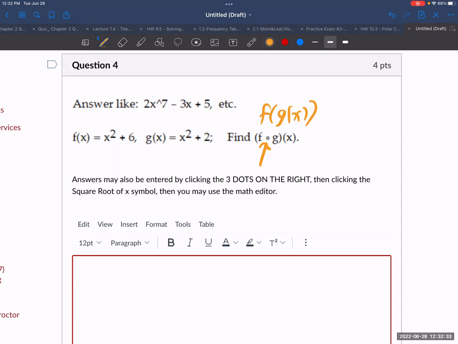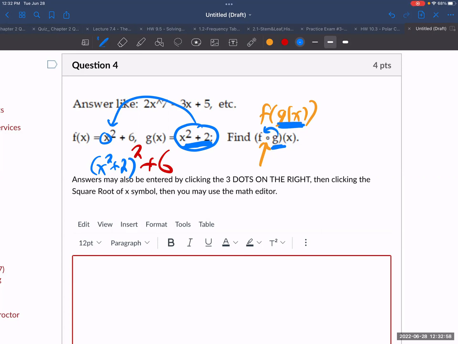So that means one function's inside of the other. That means g is inside f. So I've got to take all of g and plug it right into the x slot of f. So it goes right there: x squared plus 2, and then it's squared, plus 6. That makes sense. I just put all of g into the x slot of f. That's what this is saying. g goes into f. g is inside of f.